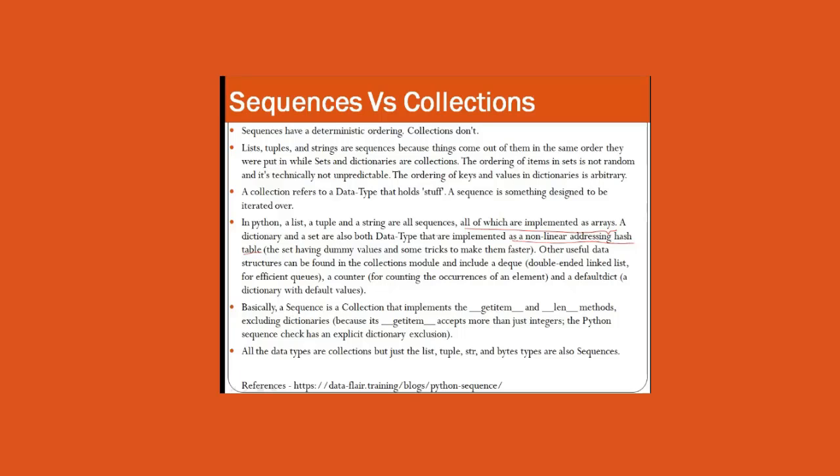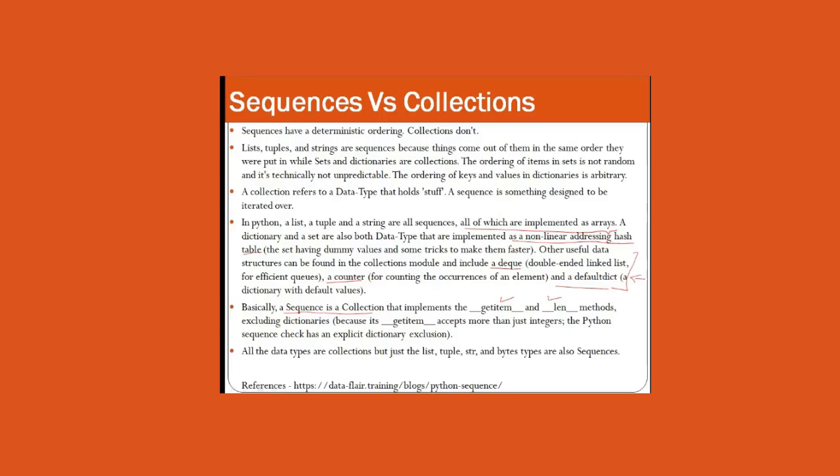Other useful data structures can be found in the collections module and include a double-ended linked list, a counter, and a defaultdict. So this is a very important difference that you can just keep in mind. Then basically, a sequence is a collection that implements get item and length methods, excluding dictionaries. Because get item accepts more than integers, the Python sequence check has an explicit dictionary exclusion. We will be discussing that in detail further.